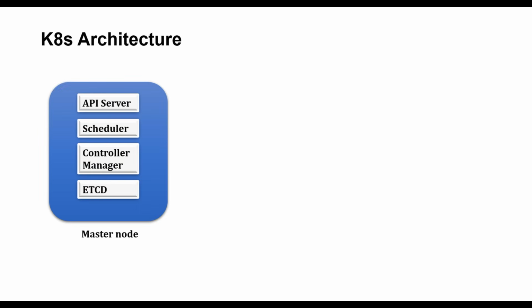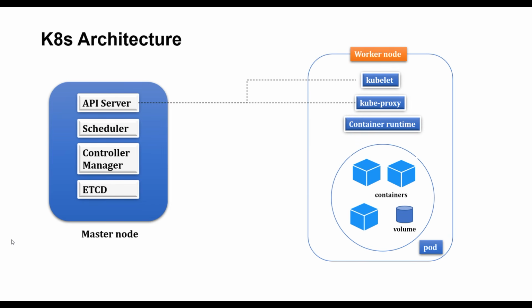Now we understand what is a master node, and also you understand what is a worker node, right? And the master node can communicate with the worker node with the help of the API server. So the kubelet and kube-proxy from the worker node will communicate to the API server, and they can share the information about all the worker nodes. Okay, so this is the basic architecture of Kubernetes.